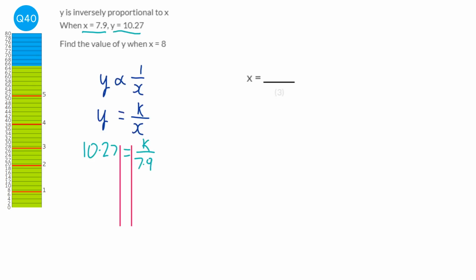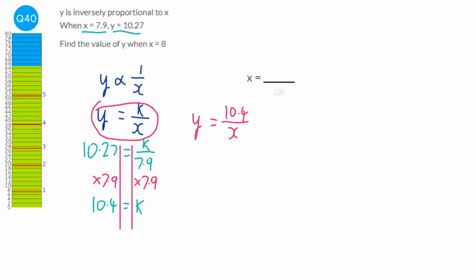I'll do a bit of simple solving by multiplying both sides by 7.9. When I do that, I get that k is 10.4. Now rewrite our equation, but this time with our k value in, which is 10.4. And we're asked to find out what y is when x is 8. So we just do 10.4 divided by 8. And when we do that, we get 1.3.